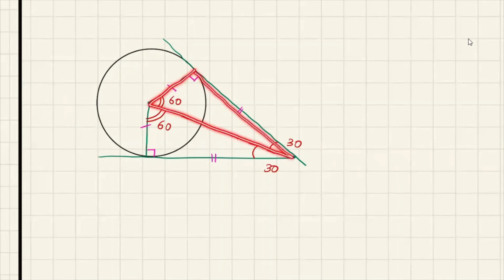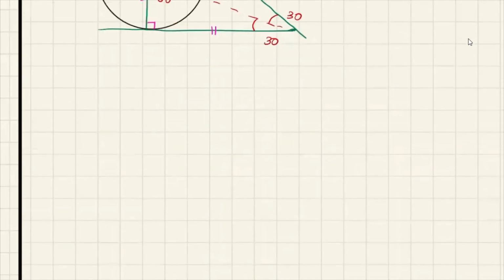60 plus 30 plus 90 add up to 180 degrees. So there you go. Okay, and now the last property that we have is of a diameter.